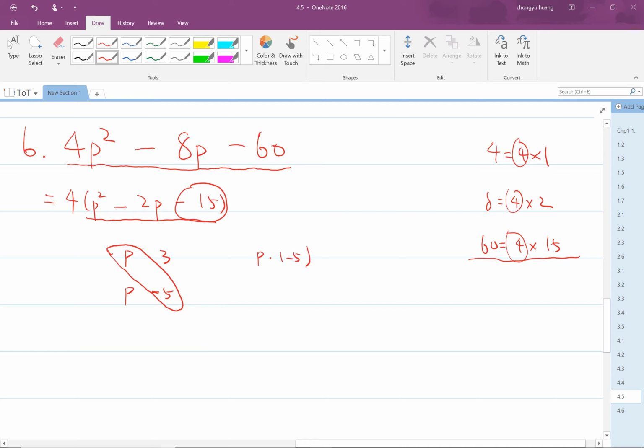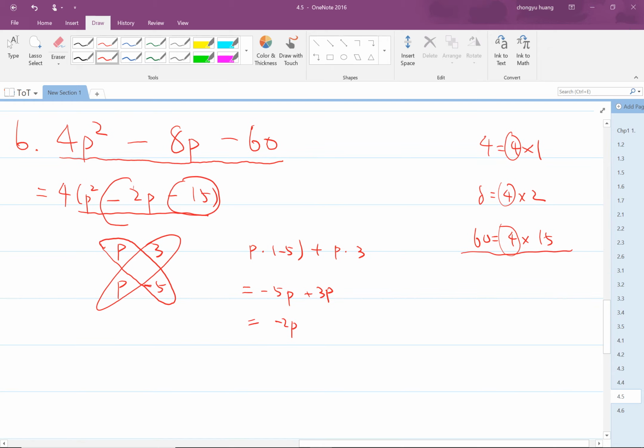P multiplied by negative 5, and then we have a plus the other two sides, plus p multiplied by 3, right? So it basically becomes negative 5p plus 3p. Negative 5p plus 3p is negative 2p, right? So that's exactly the number in the middle. Negative 2p equals negative 2p. So you actually get the right combination.